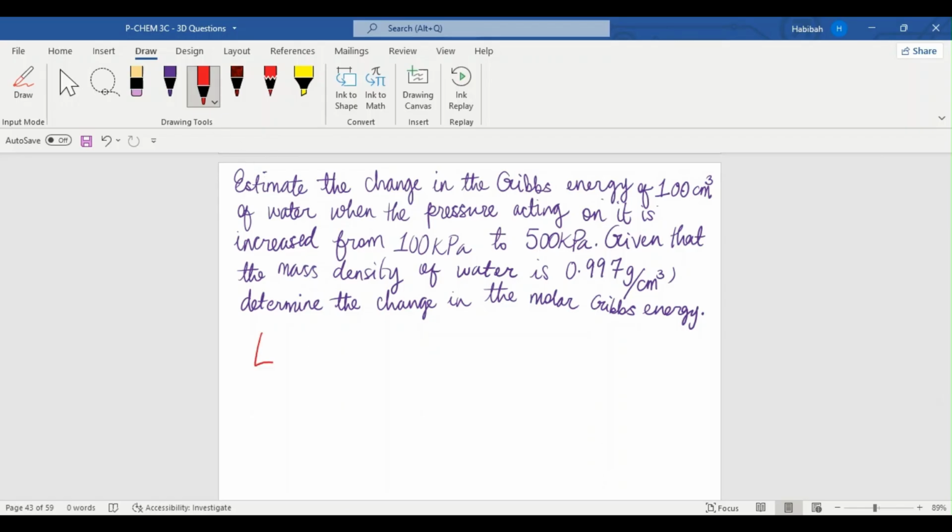So we're asked to estimate the change in Gibbs energy of 100 centimeter cube of water. So we're told the volume of water is 100 centimeter cube. When the pressure acting on it is increased from 100 kilopascal, meaning there's an initial value for pressure, to 500 kilopascal, so there's a final pressure value. That will be 500 kilopascal.